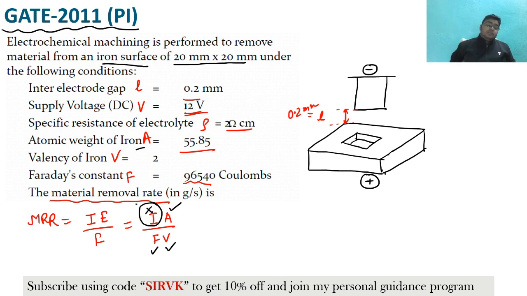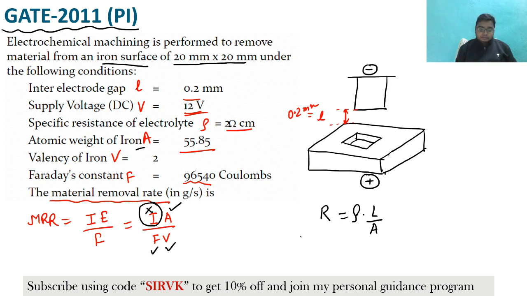So first of all, we have to find out the current value. And once we can find the current value, we will be able to solve this problem. Now, how can you find the current value? What you can see here is that due to this gap, there is a resistance which is actually coming into this picture. So can you say that the resistance acting here is given by rho into L by A, isn't it?